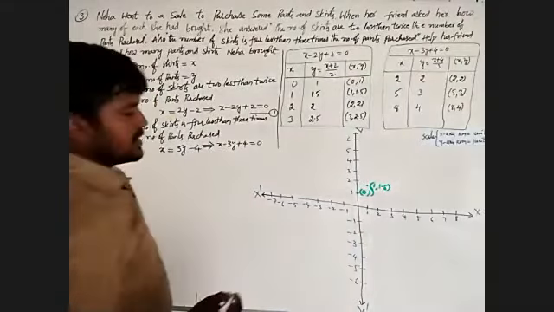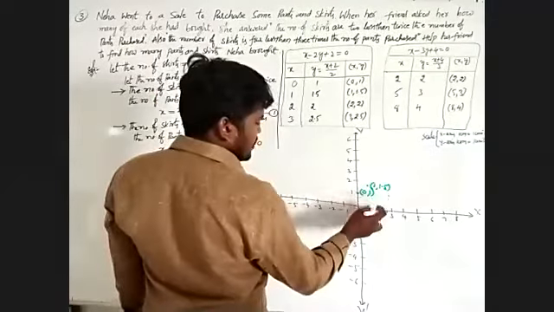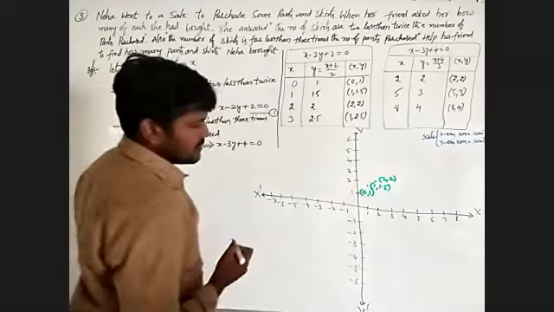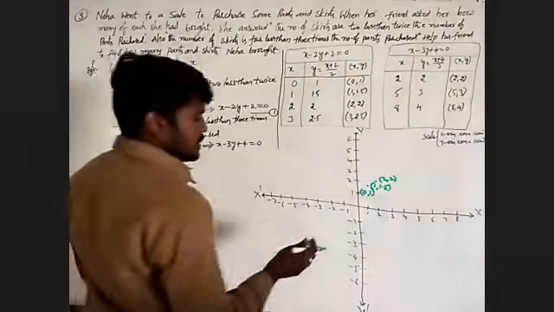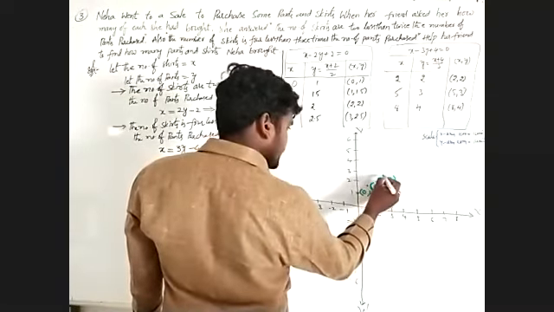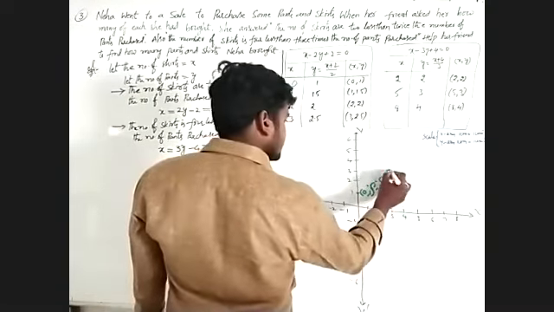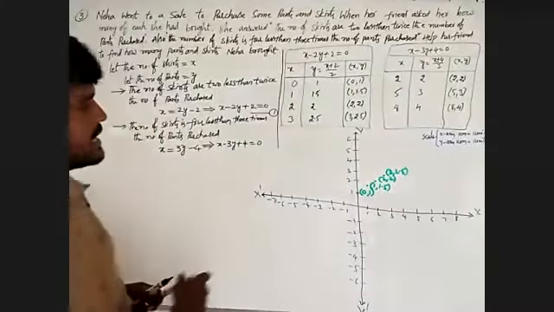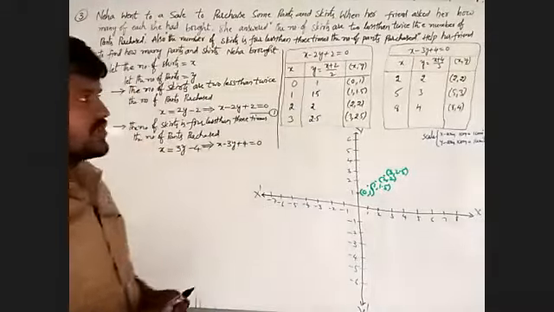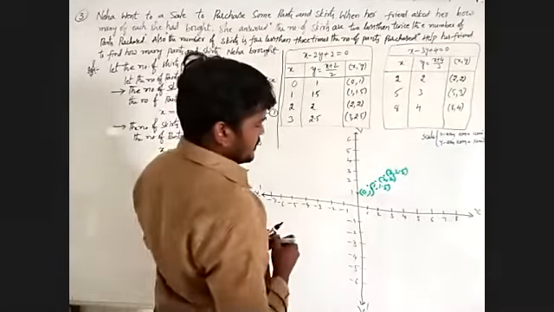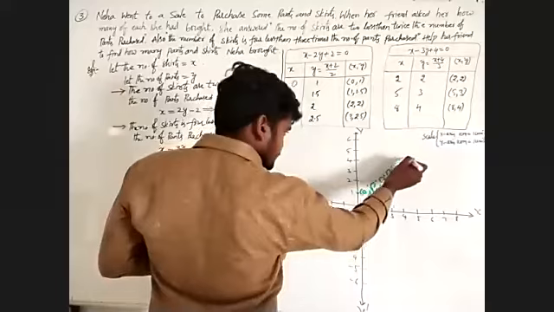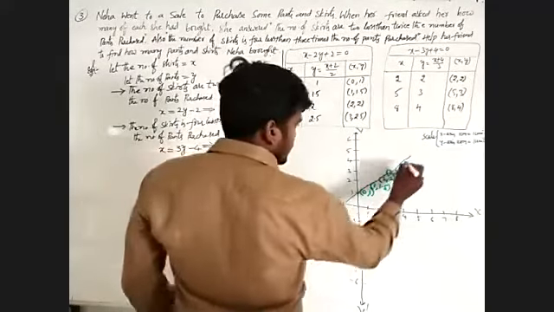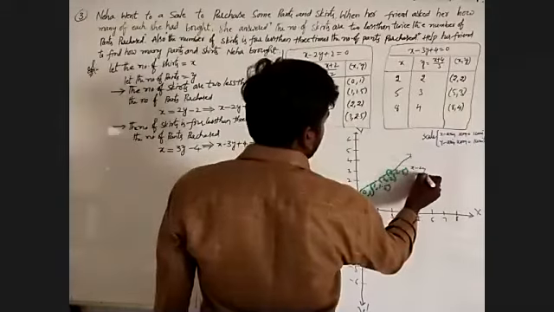After that, we take the next one. On the x coordinate we take 2, and the y coordinate also 2. That is the point 2, 2. After that, the next one is 3, 2.5. This is 3, this is 2.5. This is the point 3, 2.5. I have to draw this line. The name of the given line is x minus 2y plus 2 becomes 0.